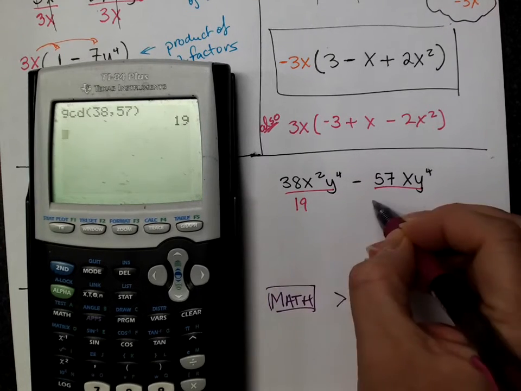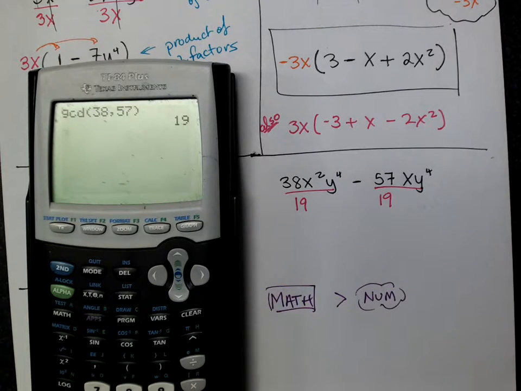So I know 19 is a factor. It'll divide out of both of them. Now, if I'm not sure what 38 divided by 19 is, or 57, then I can just do the division. But I don't have to guess and check a whole bunch of division to find that out.